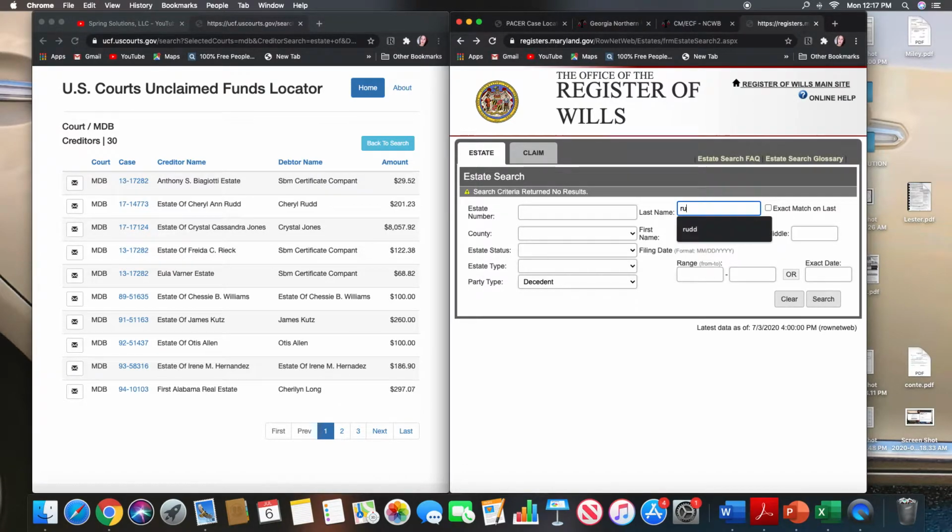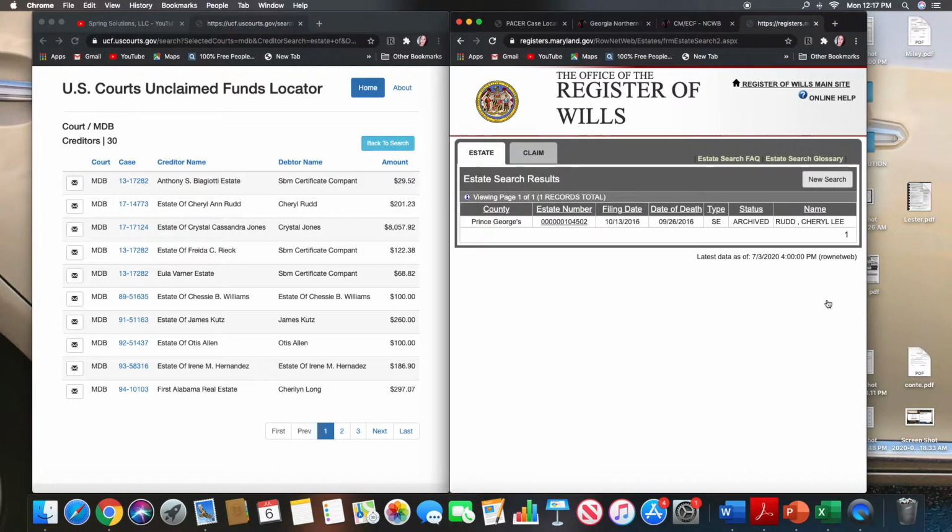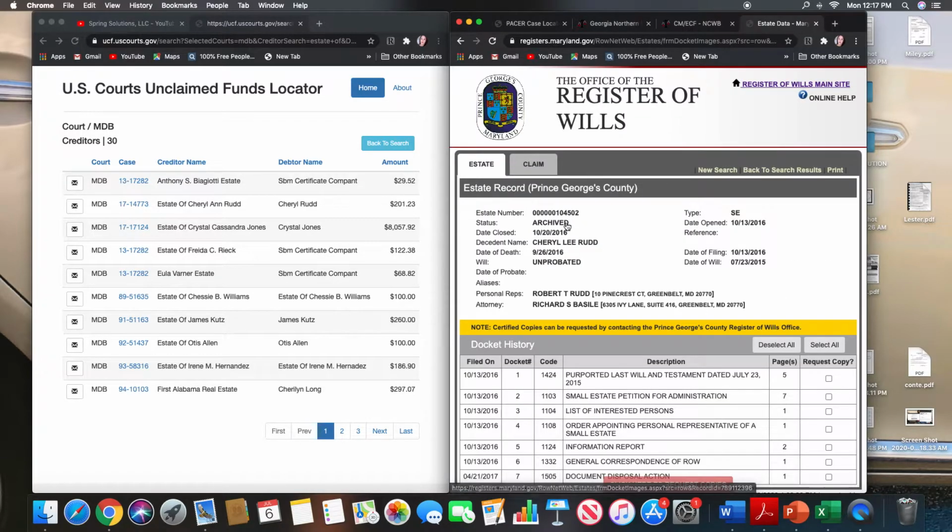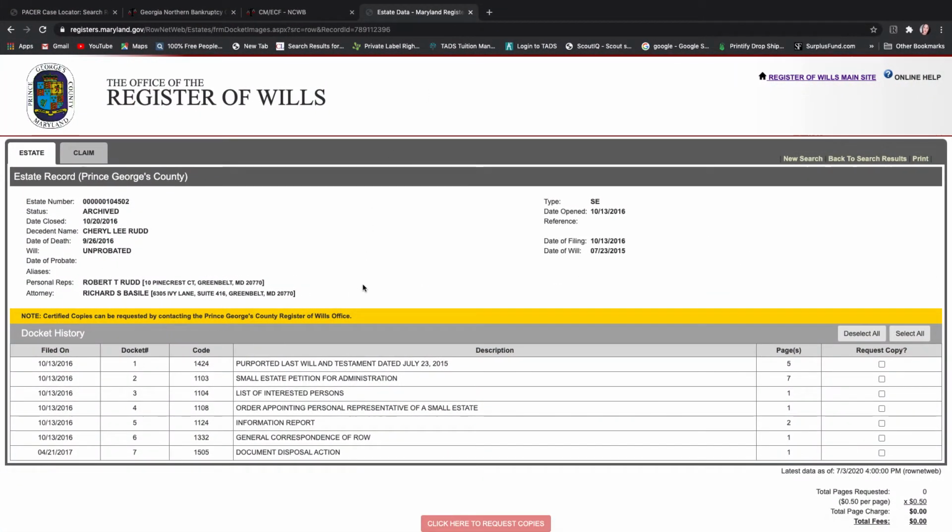So let's type in the last name, R-U-D-D, and her name is Cheryl. And again, this is the state of Maryland Register of Wills. I don't need the county specifically to do this search, so you have to find out if this is a statewide search in the state that you're in, or if you have to do it by county. You have to research that. I'm not sure. So if I click on this, it pulls up her Register of Wills docket.